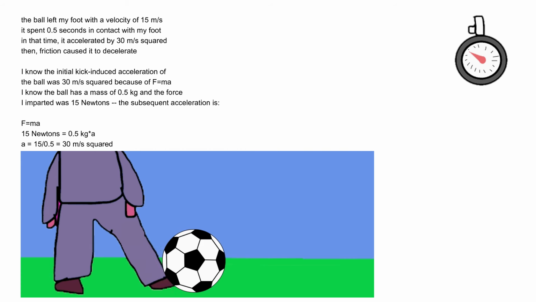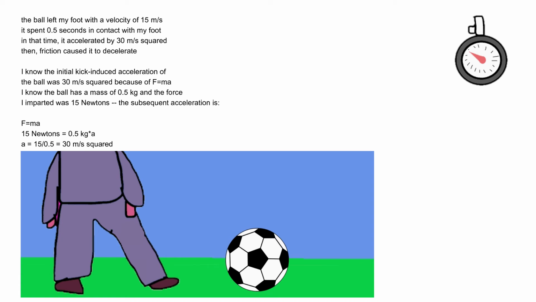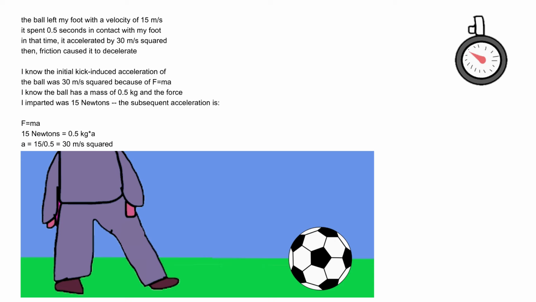Remember the football from earlier? I had accelerated it by 30 meters per second squared for half a second by kicking it, and therefore the velocity with which it left my foot was equal to 15 meters per second. The kick lasted half a second. That is how I know I had accelerated the ball for half a second. But how did I know that I had accelerated the ball by 30 meters per second squared? Well, I knew the mass of the ball was 0.5 kilograms and the force applied with my kick was 15 newtons. Therefore, I had merely to plug in the values into the equation. Boom!